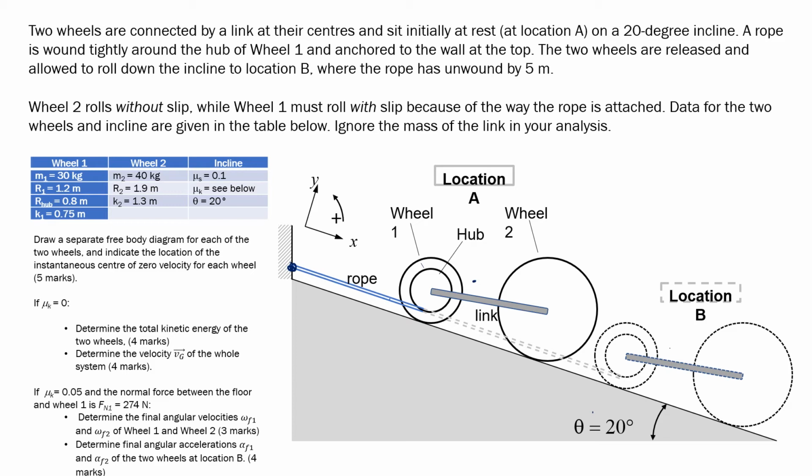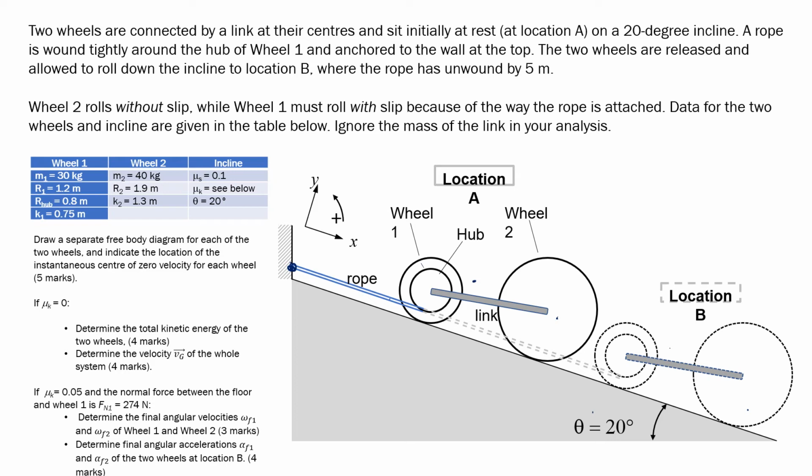So this is just moved down. Wheel 2 rolls without slip. So this is useful information. There you go, rolls without slip, while wheel 1 must roll with slip because of the way the rope is attached. Data for the two wheels is given below. Ignore the mass of the link in your analysis. So the nice thing about that is that it gets rid of an I_G term for the rod.